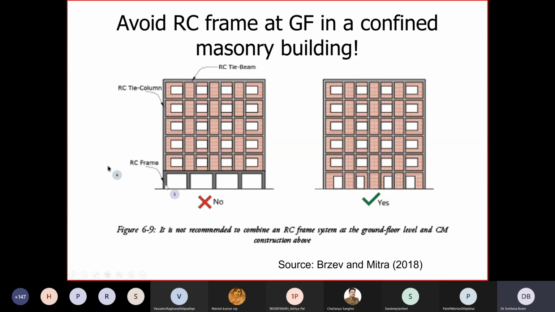This is known as a hybrid system, because if there is concrete at the ground floor, this ground floor would work as a frame, and the upper floors would work as a masonry wall structure. So one has to be really careful with the design, or any difference in design between the ground floor and upper floors in a confined masonry building, and that will be addressed by the Indian code for confined masonry.